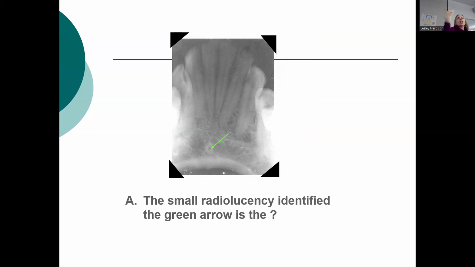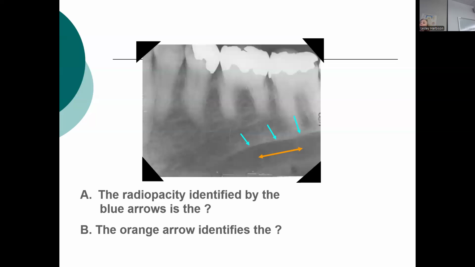Lingual foramen. I know fossa, foramen, it's kind of weird, but fossa is generally a thinned out area, and foramen is like a hole in the bone. So the small radiolucency identified by the green arrow is the lingual foramen. What about the blue arrow? What's that highlighting? Yeah, internal oblique ridge. And the orange arrow?